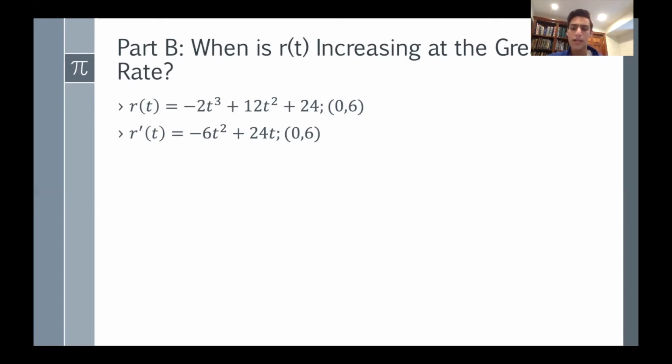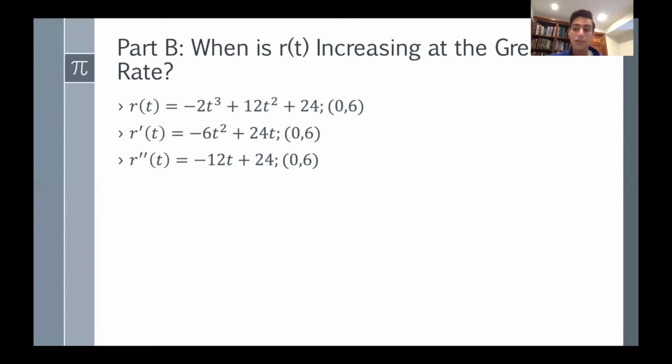And you'll notice I'm using parentheses, not brackets, because we're going to test the endpoints later, because it's the first derivative test. And then we're going to do the second derivative, and you're going to do the same thing: multiply 6 times 2, get rid of the t for the 24, and you end up with negative 12t plus 24 as the second derivative.